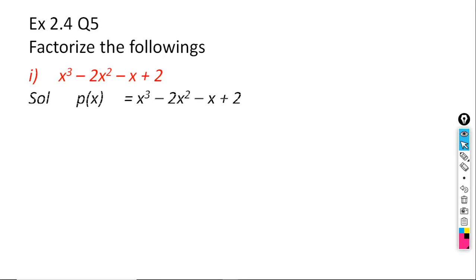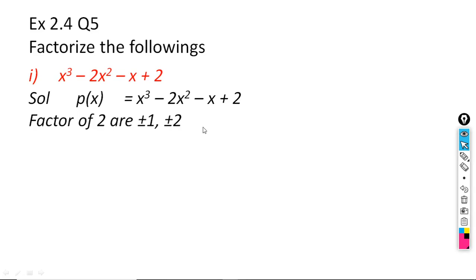In the first step, we consider the polynomial as p of x and check the constant term. The constant term, in this case, is 2. So we are going to check all possible factors of 2. All possible factors of 2 means 2 is divisible by 1, minus 1, 2 and minus 2. So we check the factors.